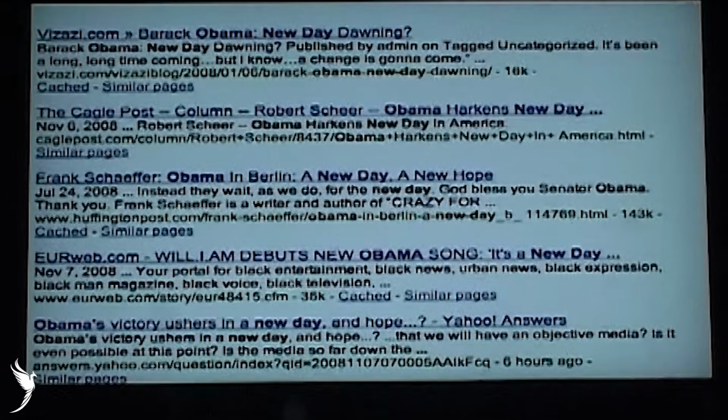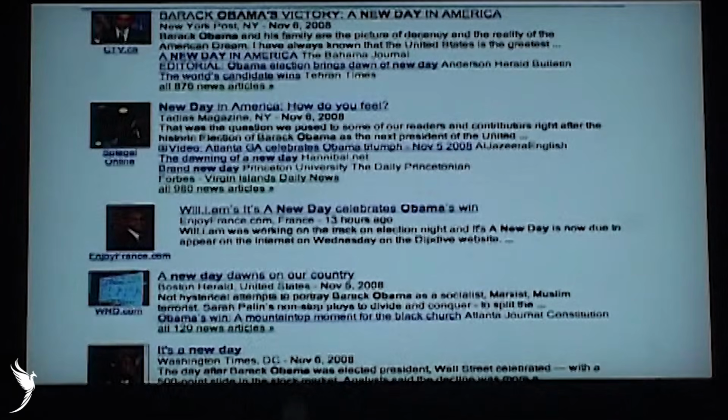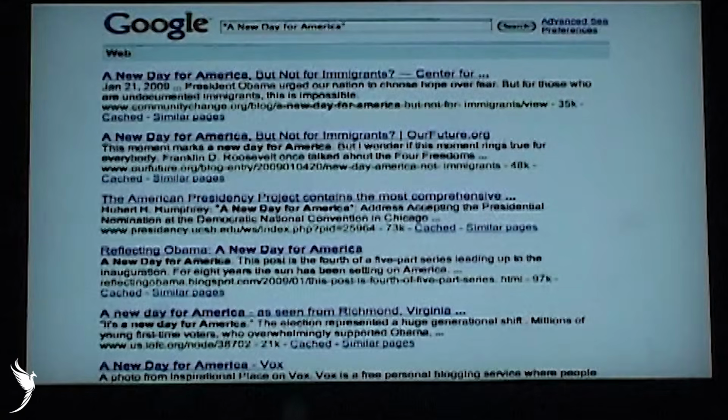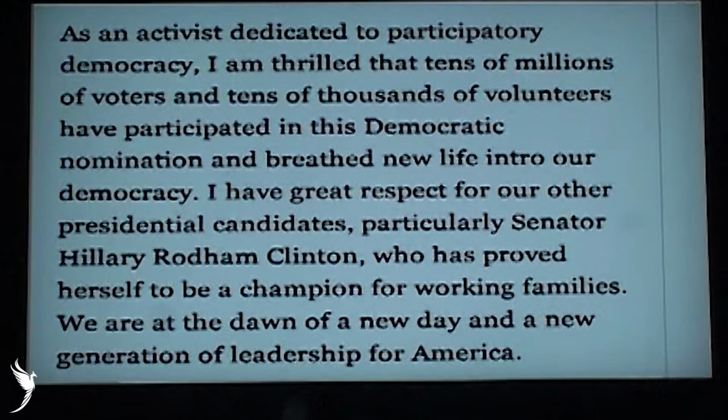Again, go to the web and put in Obama New Day Dawning. See how many hundreds of thousands of articles are written around the world on the new day that's dawning. The Soviet Communist Marxist New Day for America. And here's an article that says, as an activist dedicated to participatory democracy, I am thrilled that tens of millions of voters and tens of thousands of volunteers have participated in this democratic nomination and breathed new life into our democracy.